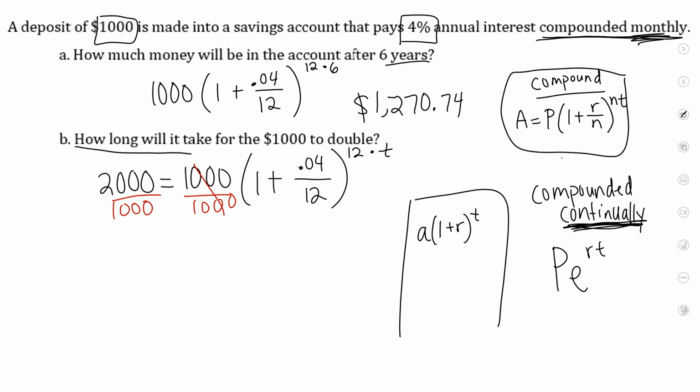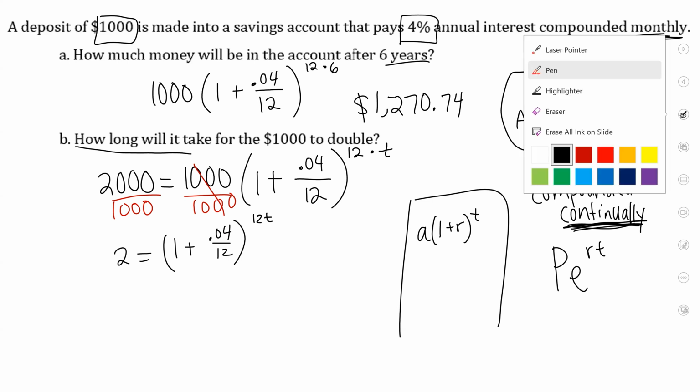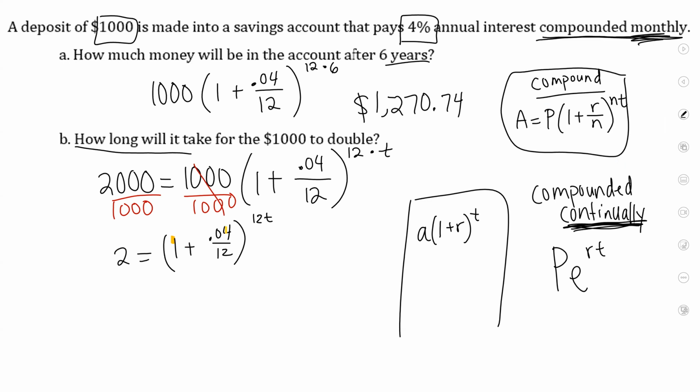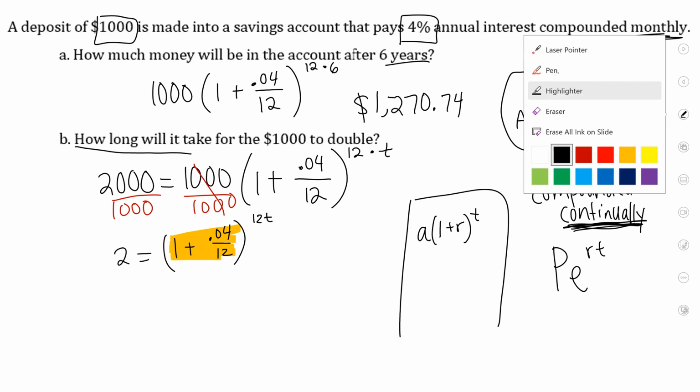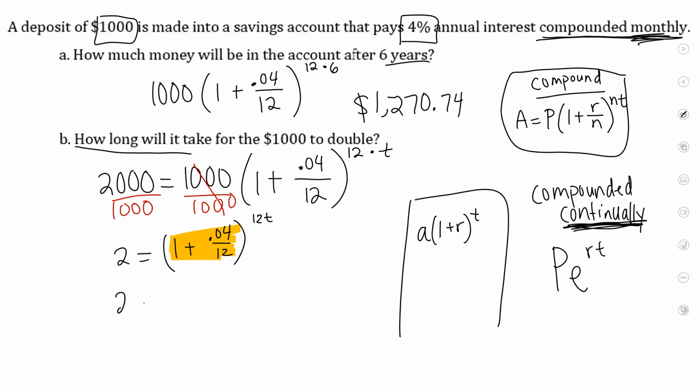Okay, so now we have 2 equals all of this. 1 plus 0.04 over 12 to the 12t. This is what we have now. Guys, please look. This is just a number. Can y'all tell me what number this is? What is 1 plus this fraction? It's just a number. Let's simplify it. 1.003 and a whole bunch of threes. Perfect. Okay, that looks a lot better.